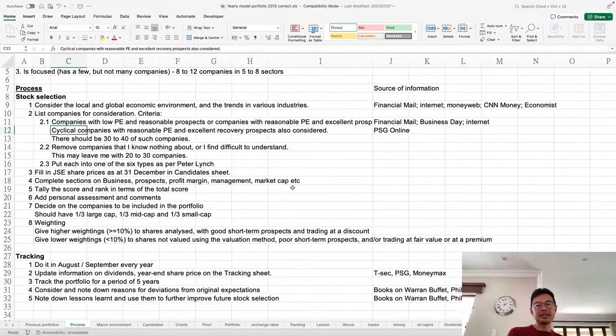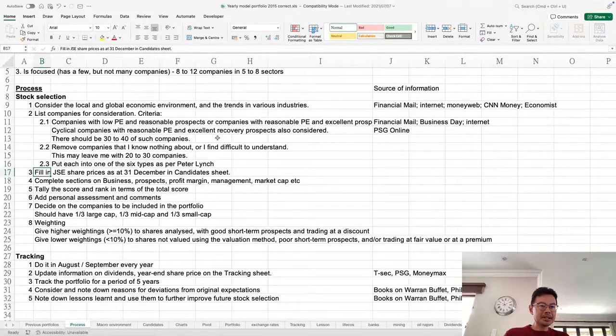And on the right side is the source of information. This is quite a few years ago: Financial Mail, Internet, Money Web, CNN Money, Economist. Obviously now probably Bloomberg and other sources. So that's a source. I was also using PSG Online, but you can certainly use Standard Bank Securities or any stockbrokers for research information. Then 3 is filling in the JSE share prices as at 31st December in the candidates sheet.